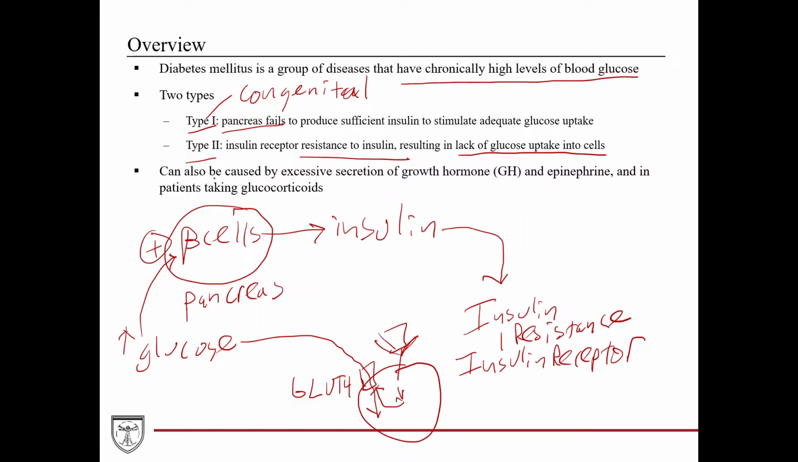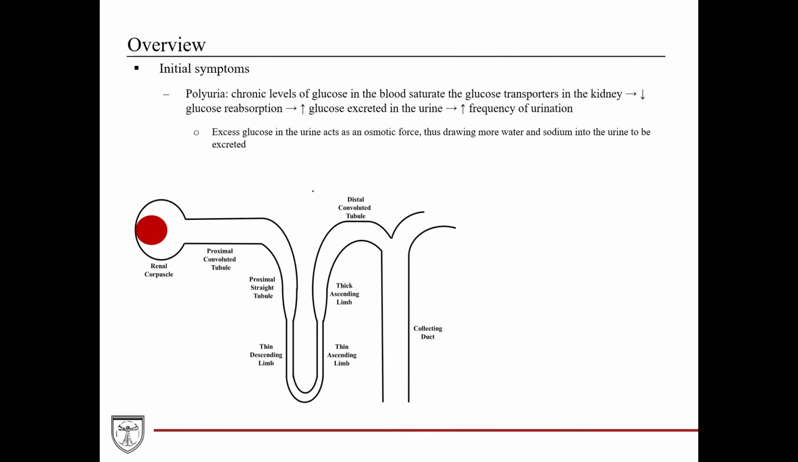You can also have diabetes caused by excessive secretion of growth hormone, or GH, also epinephrine, and in patients taking steroids over a long period of time, or glucocorticoids. So the initial symptoms, typically either if you have type 1 or type 2, are polyuria. So this is excessive urination.